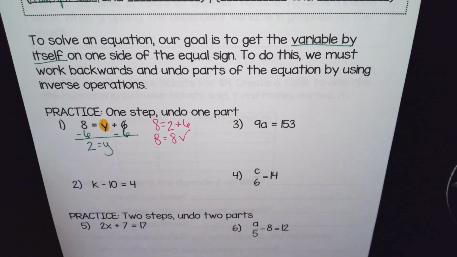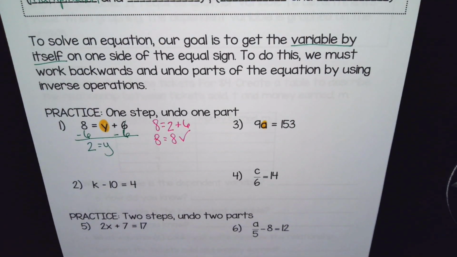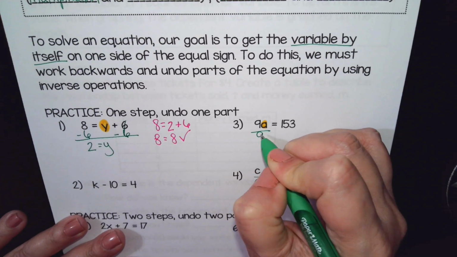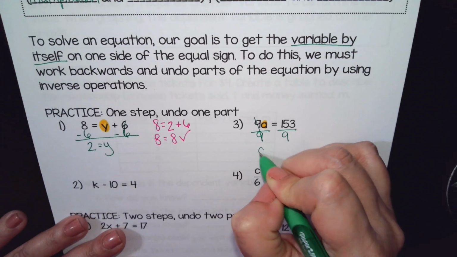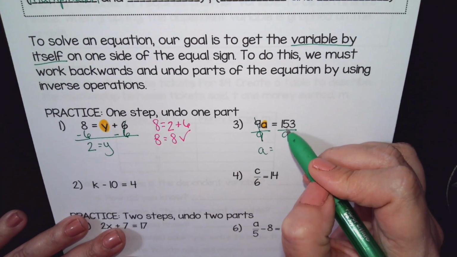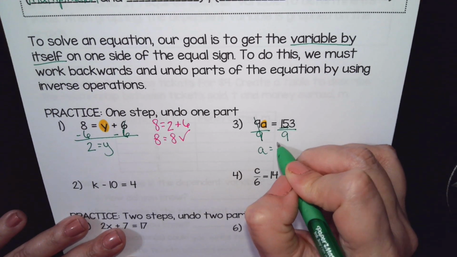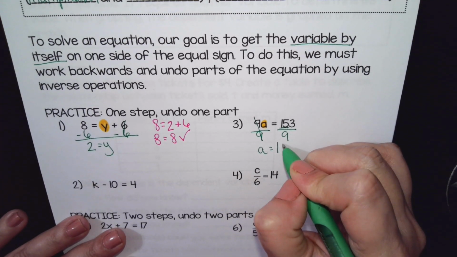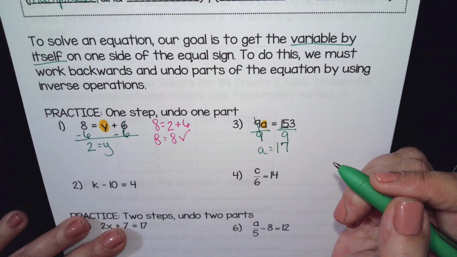Remember, we've got to get the variable by itself, and he is being multiplied by 9. So that means I have to divide by 9. So I'm going to put a fraction bar, 9. That cancels him out. So I'm going to have a 9 here. So A equals whatever 153 divided by 9 is. 9 goes into 15 one time. 6 is left over. You bring down the 3. That's going to be 63, so it'd be 7 times. So A is equal to 17.